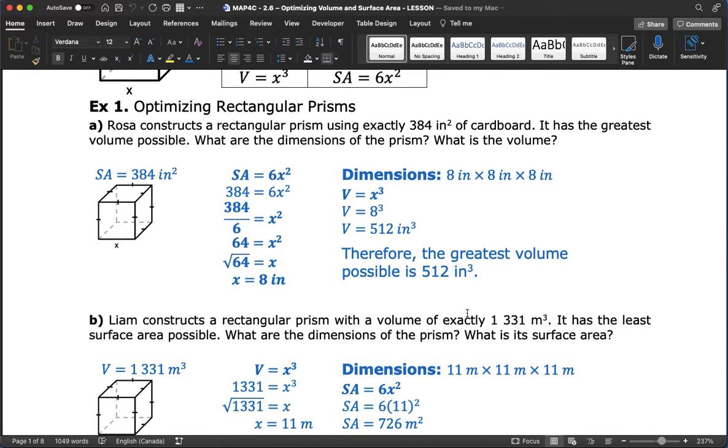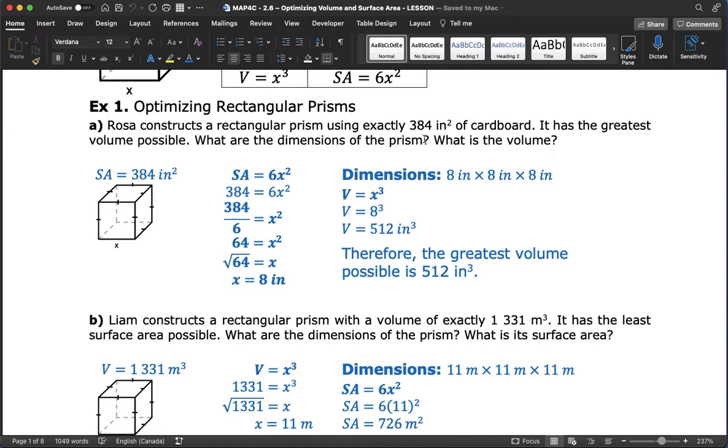Optimizing rectangular prisms. Rosa constructs a rectangular prism using exactly 384 inches squared of cardboard. It has the greatest volume possible. So if it has the greatest volume possible and it's a rectangular prism, we know that it is a cube. What are the dimensions of the prism? And what is the volume?